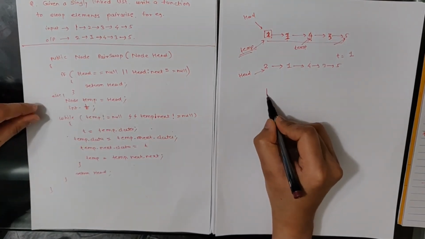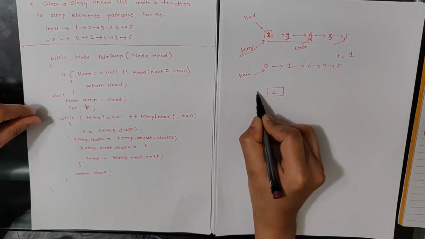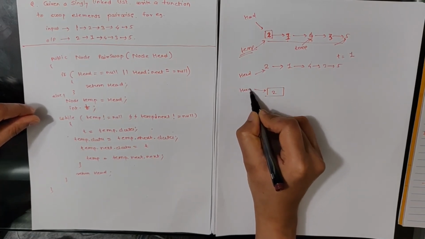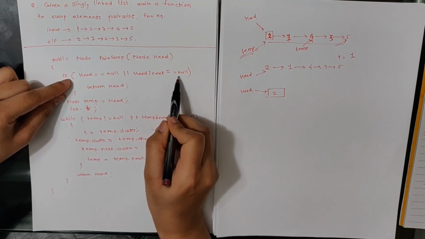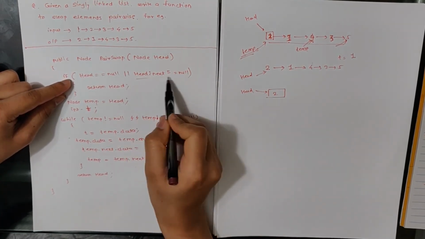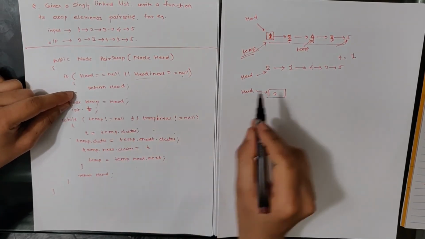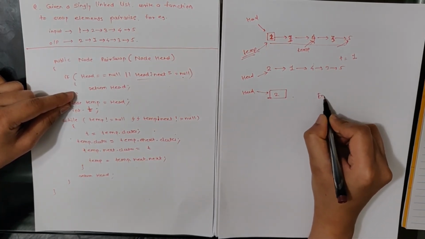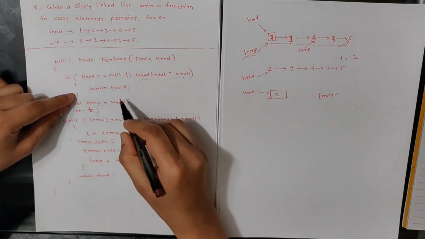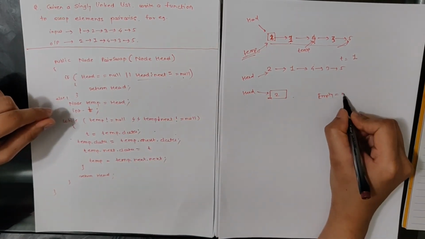Now if the list contains only one element, that is 2, and the given pointer is head here, it will check here whether head of next is equal to null. This condition will become true. Now it will return the head, it will return the same list. And if the given list is empty, then it will return null.